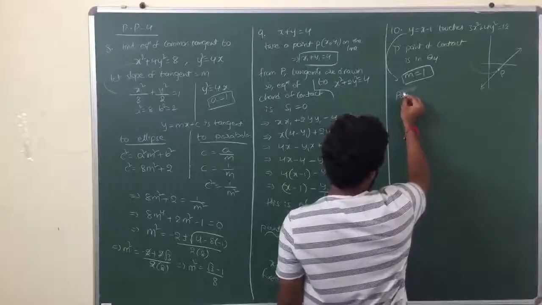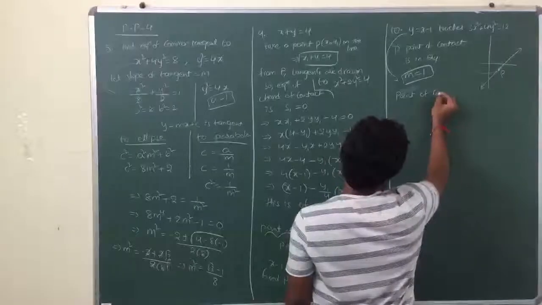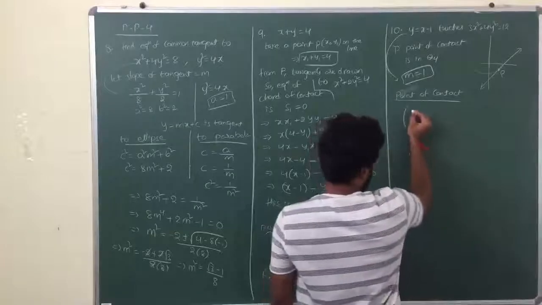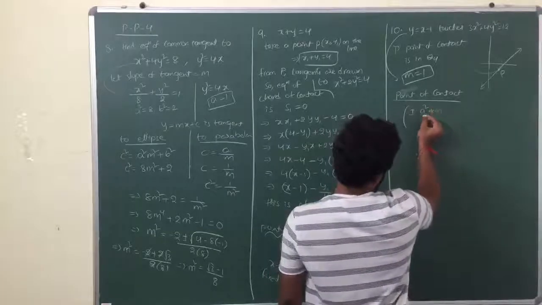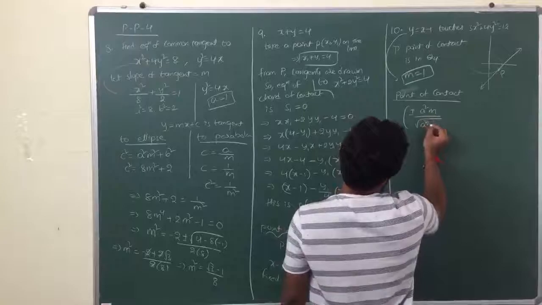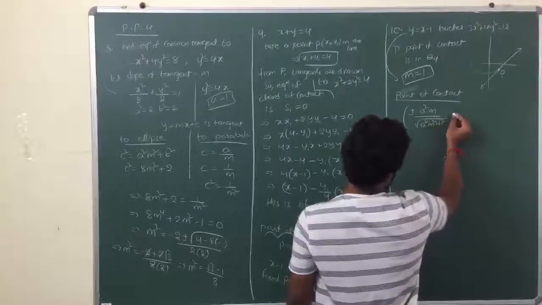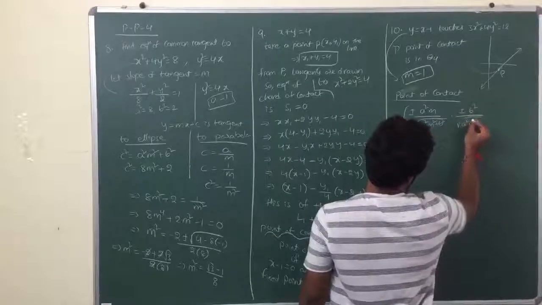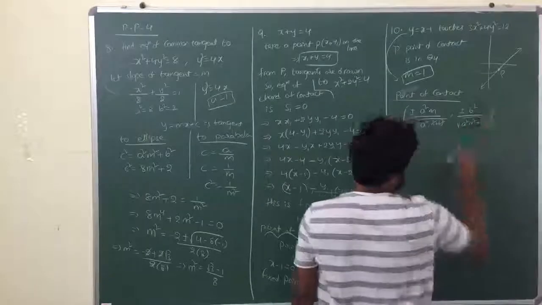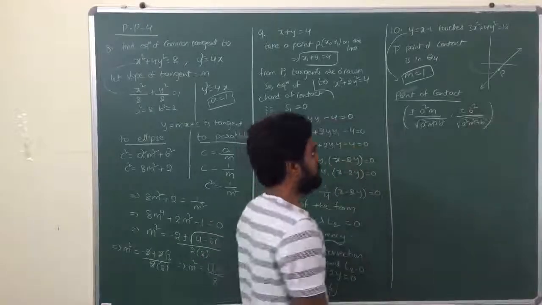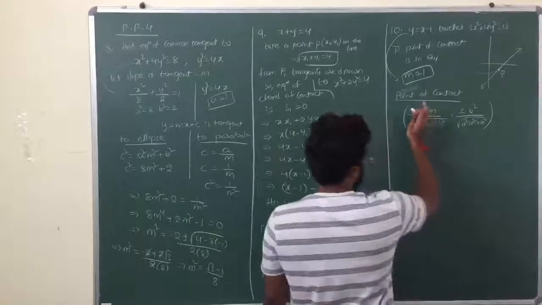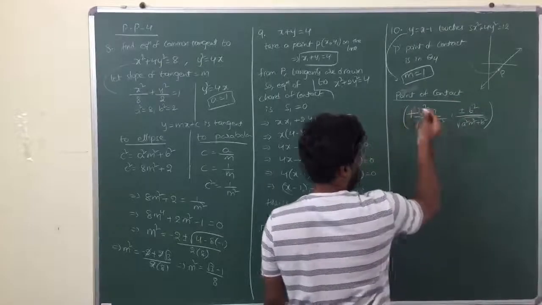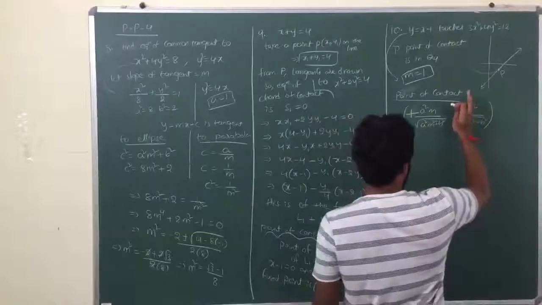Now the point of contact formula: plus or minus a square m by under root a square m square plus b square, comma plus or minus b square by under root a square m square plus b square. Okay, so this is the point of contact. Now the x coordinate should be positive, the y coordinate should be negative.